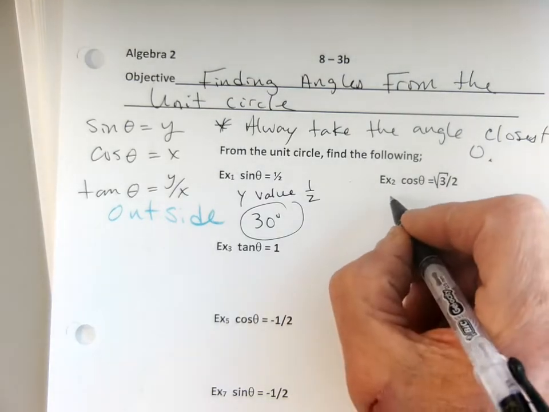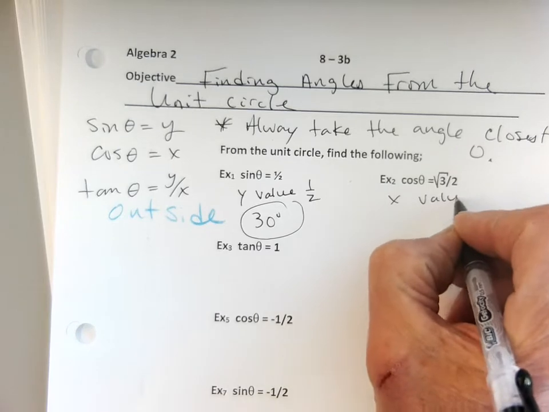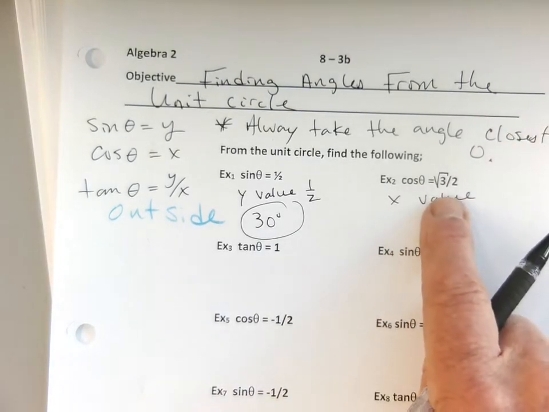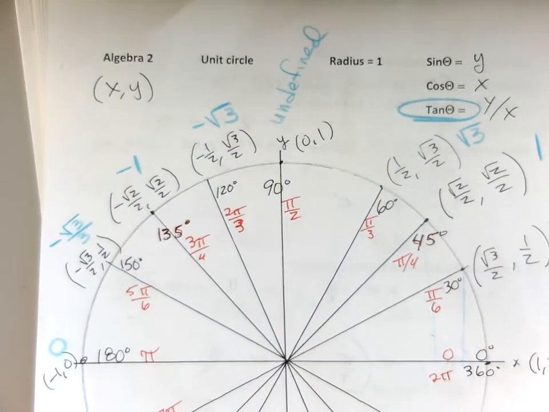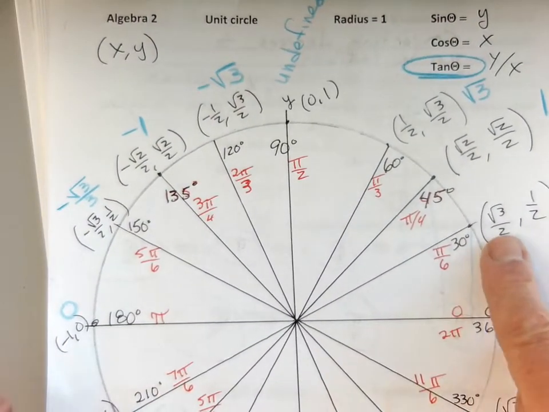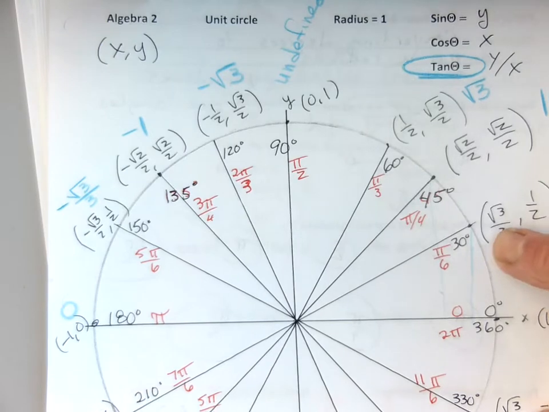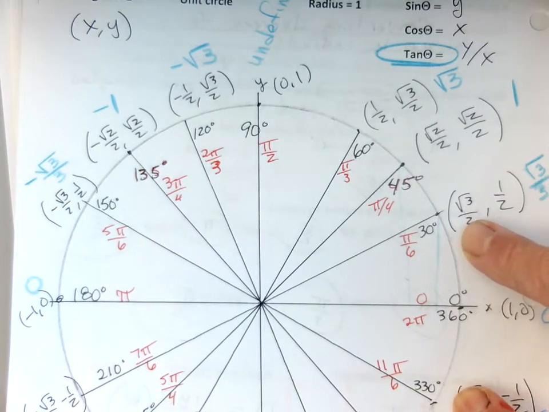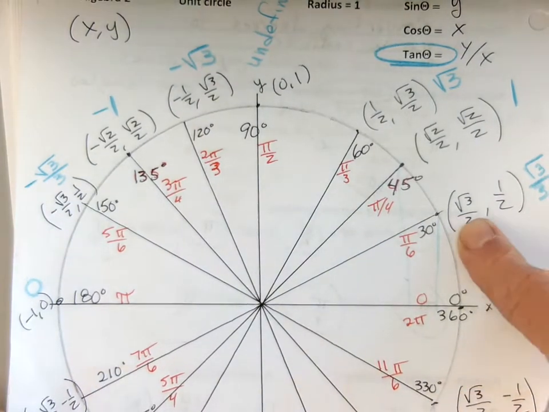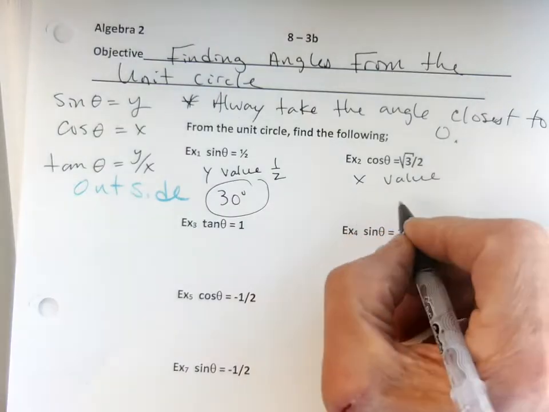Cosine is the x value. So on an x value, square root of 3 over 2. It is there or there. So it's either going to be 30 degrees or 330 degrees. 30 degrees is closer. Everybody agree with that? That is the answer.